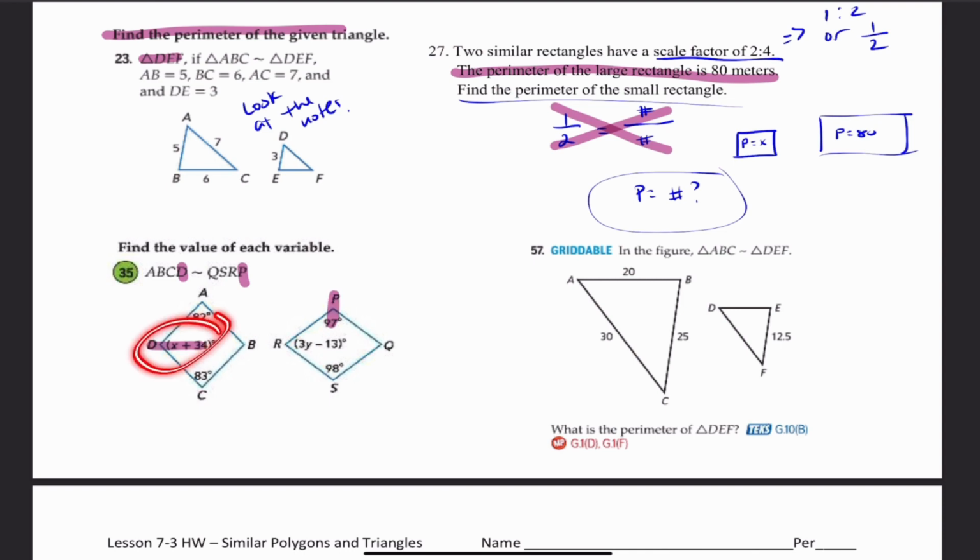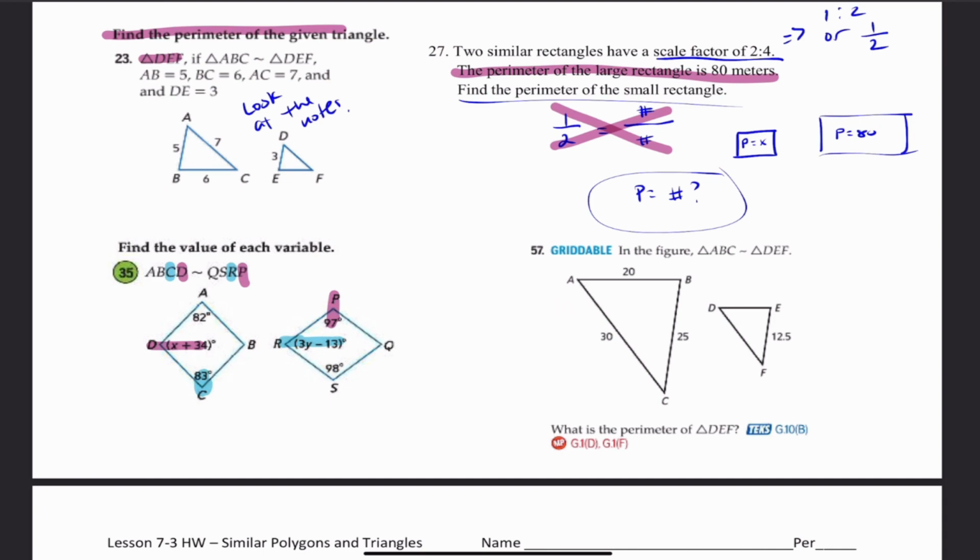So what are you going to do with these two expressions? And then you see that angle R over here has that y that I'm looking for. So angle R is the third letter. So angle C is the third letter. So what are you going to do with these two expressions? Okay, that's my hint to you for that one.